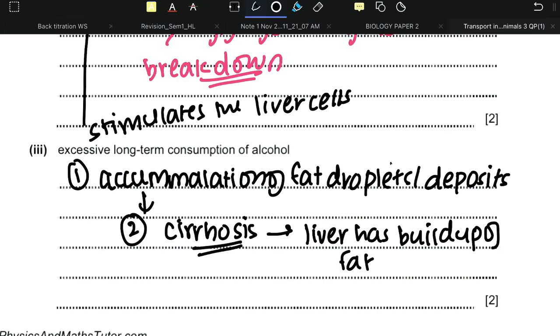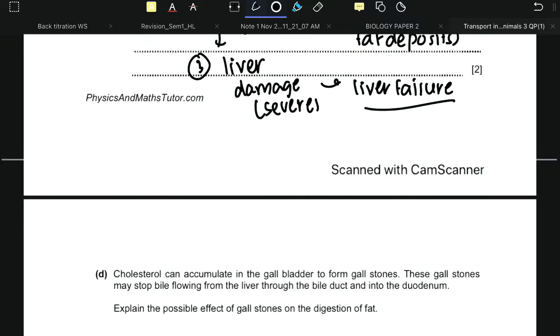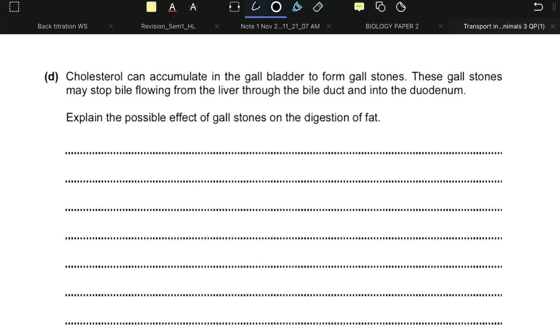You can just write this in bracket because technically you're repeating the same point, but it's just to aid your explanation. So this can cause cirrhosis, and cirrhosis can in turn in future lead to things like liver damage, severe liver damage, which can in turn cause liver failure. So you need to make sure that you write severe liver damage, which can cause liver failure. All right, liver failure. Okay, now moving on to the next question.